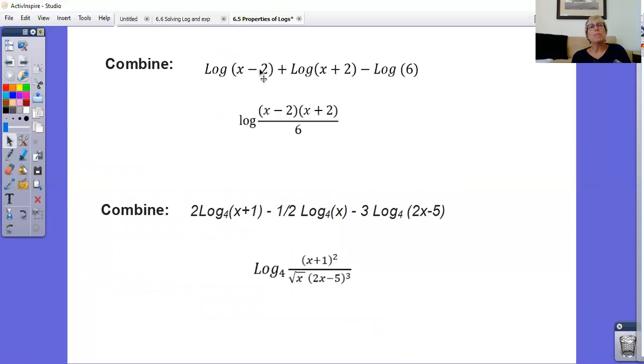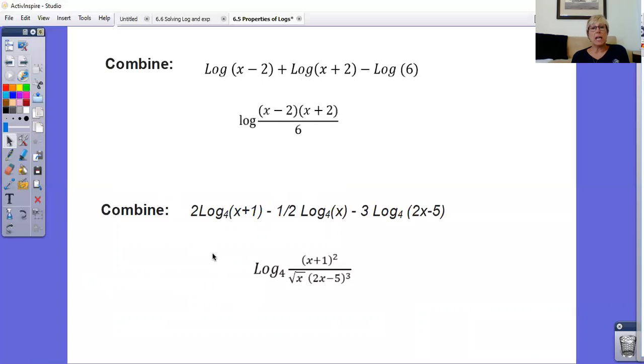Okay, just a couple more. I don't have a base here, but it really is a 10. Just remember, that's called a common log. So I have 3 logs. I'm going to combine that as 1 log with the argument on top. This argument belongs on top, and this argument belongs in the bottom of the new argument because of the negative.